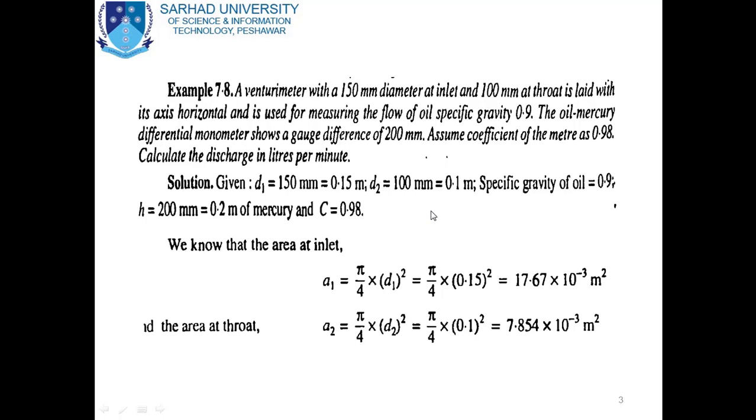meter. And the area at the throat A2 is equal to pi by 4 D2 square. Put the value of D2, which is 0.1 meter. You will get the area of the throat A2 is equal to 7.854 into 10 to the power minus 3 square meter.